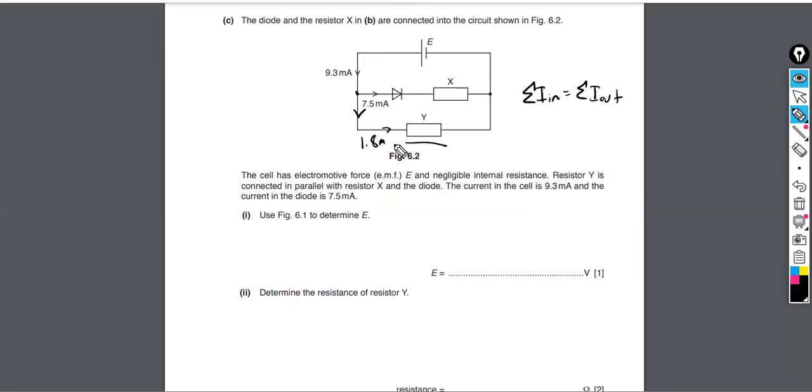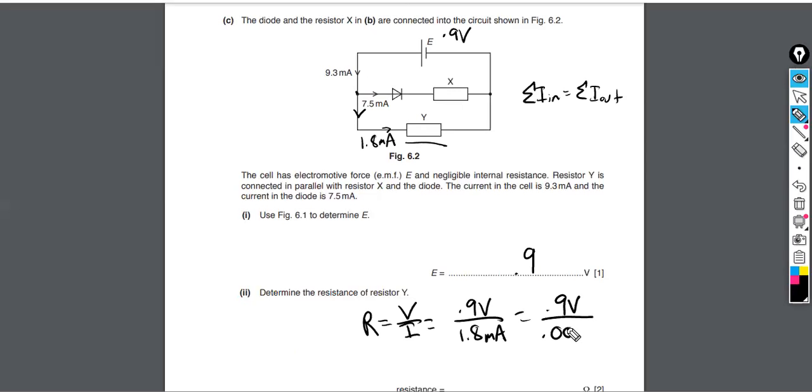1.8 milliamps of charge would go through resistor Y. The same 0.9 volts that we just calculated up here for the EMF are also dropping across this resistor, right? Because we know that the voltage is the same across parallel branches. So we can determine the resistance of Y as the voltage divided by the current. The voltage is still 0.9 volts. The current going through resistor Y is 1.8 milliamps, or 0.9 volts divided by 0.0018 amps.